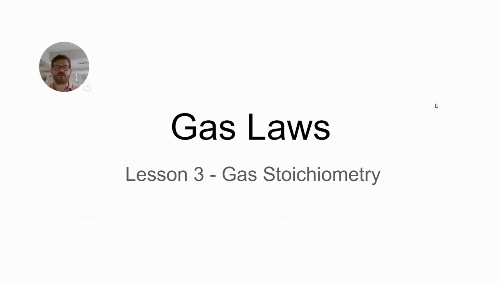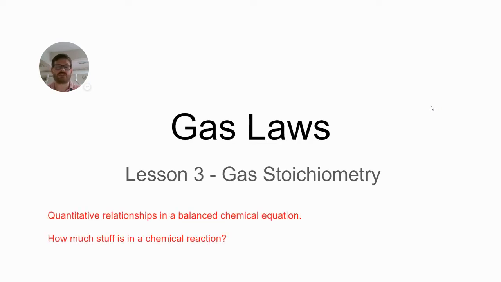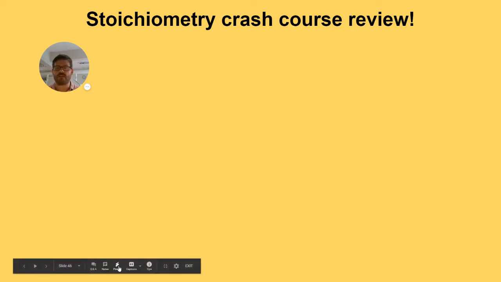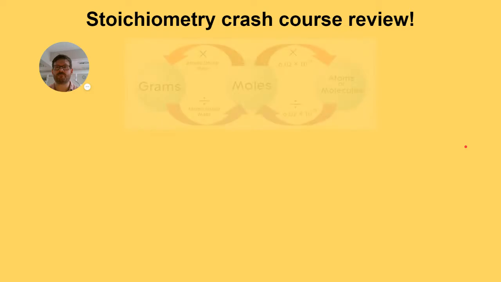If you don't remember, stoichiometry is all about quantitative relationships in a balanced chemical equation. More simply put, it's about how much stuff is there in a chemical reaction, and how can we predict what things might happen because of those relationships. So before we go too far, let's take a crash course reminder of what happens in stoichiometry.